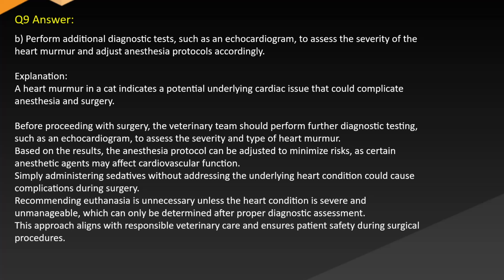Answer: B. Perform additional diagnostic tests, such as an echocardiogram, to assess the severity of the heart murmur and adjust anesthesia protocols accordingly. Explanation: A heart murmur in a cat indicates a potential underlying cardiac issue that could complicate anesthesia and surgery. Before proceeding with surgery, the veterinary team should perform further diagnostic testing, such as an echocardiogram, to assess the severity and type of heart murmur.